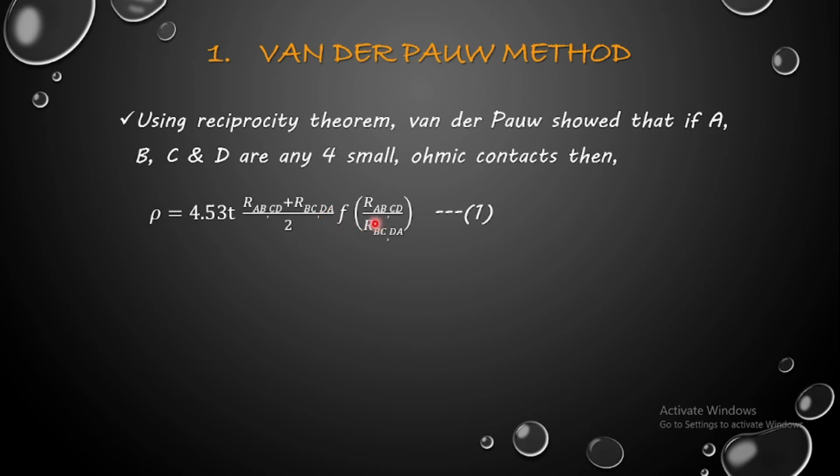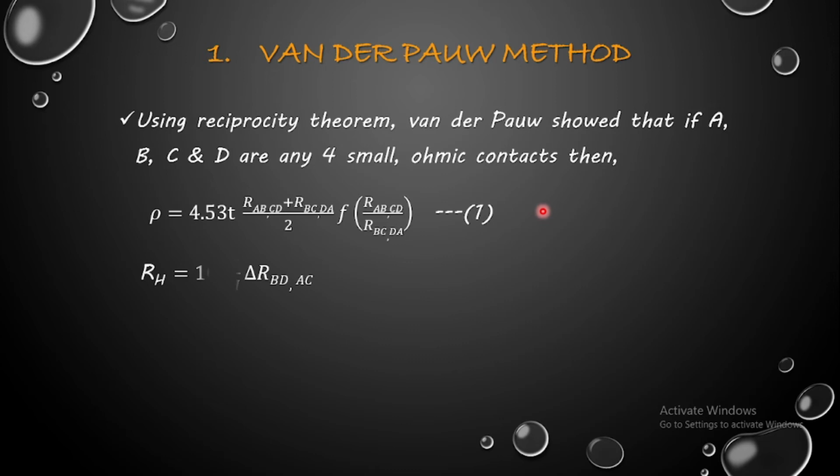And this F is the correction factor calculated by Van der Pauw, which is equal to 1, that is unity, when the numerator is equal to the denominator. So when these two terms are equal, f of 1 is equal to 1, and that is called the Van der Pauw correction factor. And this is the equation to find the resistivity in terms of the thickness.